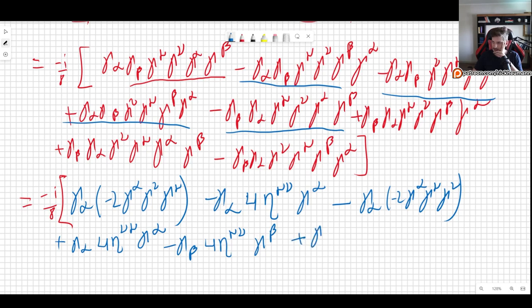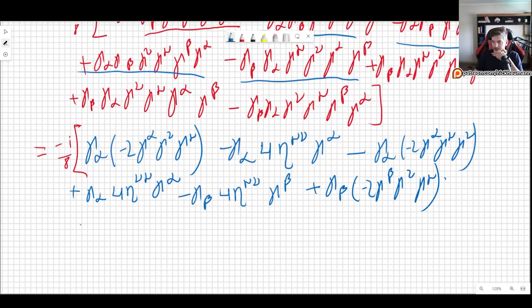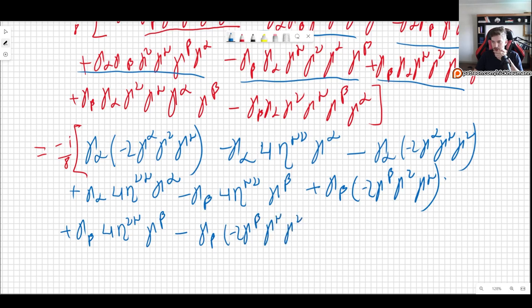Then we have plus gamma beta. And then we have alpha and alpha with 3 in the middle. So that means minus 2. Gamma beta, gamma nu, gamma mu, right? I'm reversing the order here. Okay. And then, whew, then we have, so this is the last one that I did. Now comes gamma beta and then alpha, alpha with 2 in the middle. So 4 times eta nu mu, and then gamma beta and then minus gamma beta and then alpha, alpha with 3 in the middle. So minus 2 gamma beta, gamma mu, gamma nu.